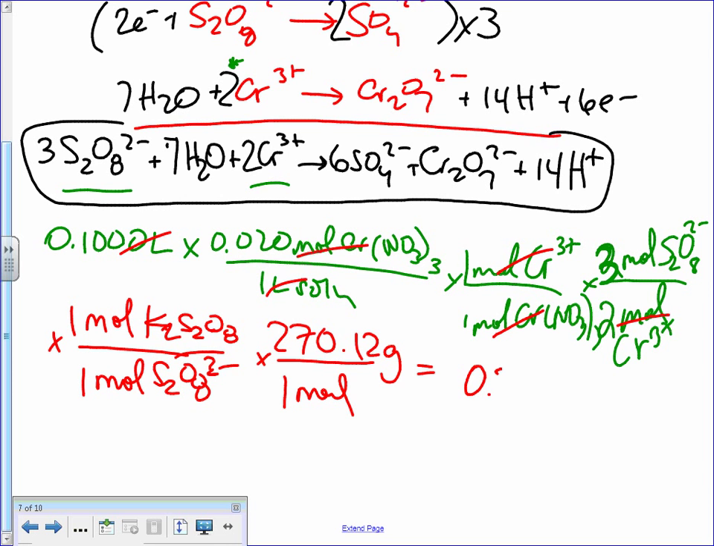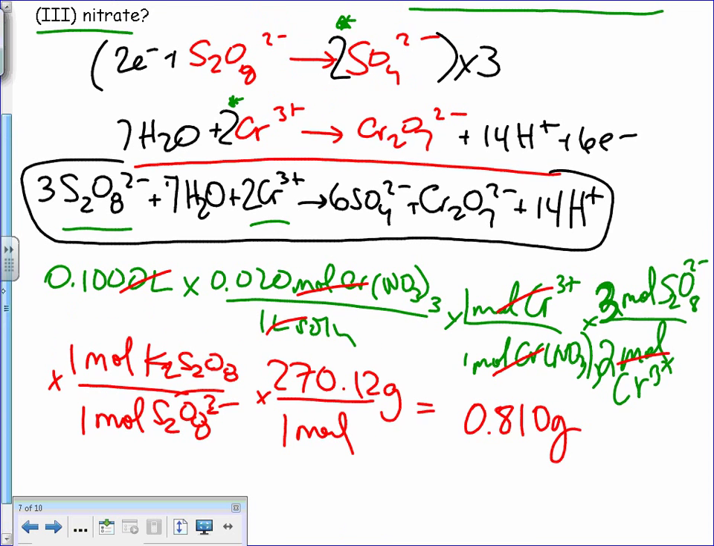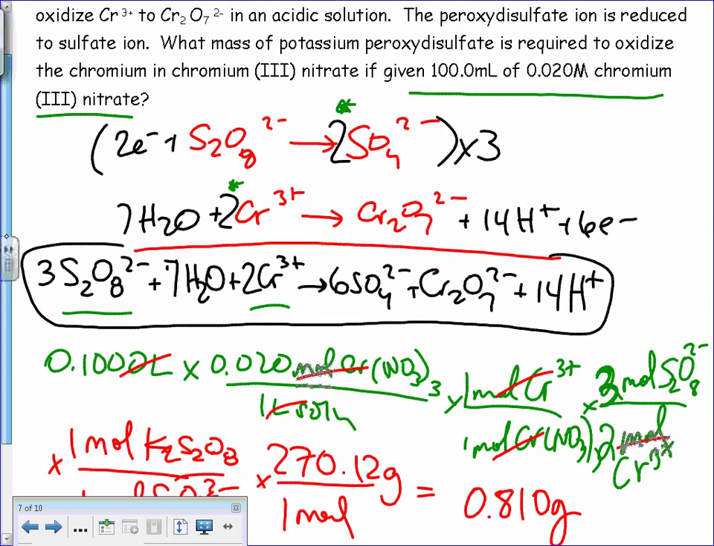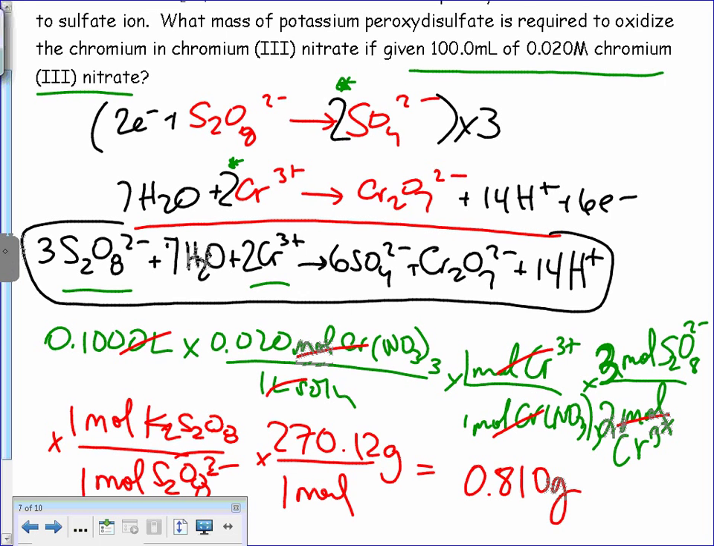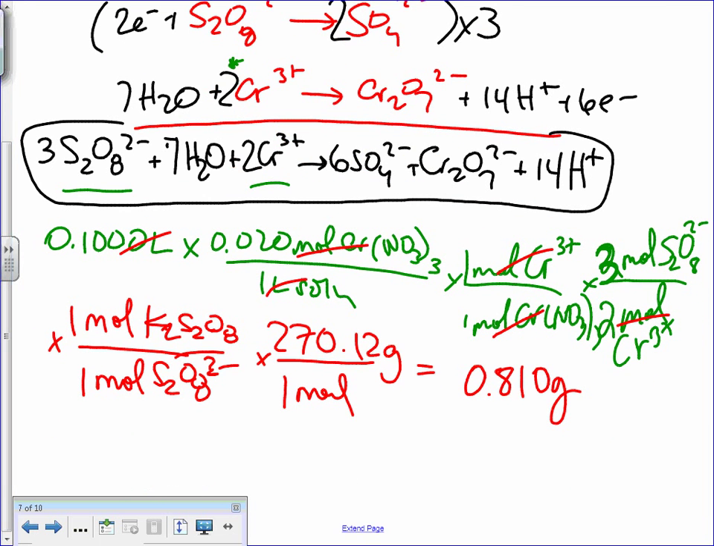So that's 0.810 grams based off 3 sig figs someplace. I might be lying to you. Let's see here. 2 sig figs. Because you guys see this right here, there's 2 sig figs. So round that to what? 0.81. I'm not sure what it is here. Oh, perfect timing. Of the potassium peroxide disulfate.